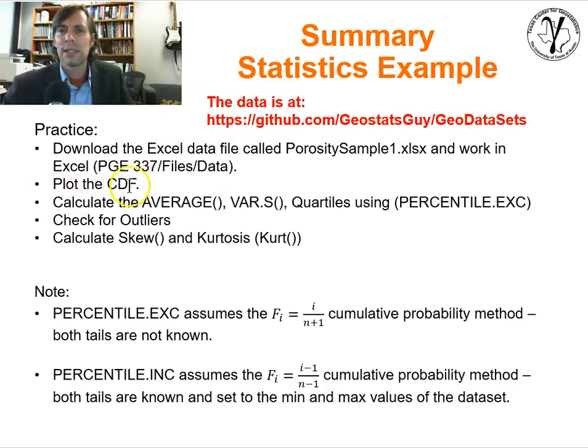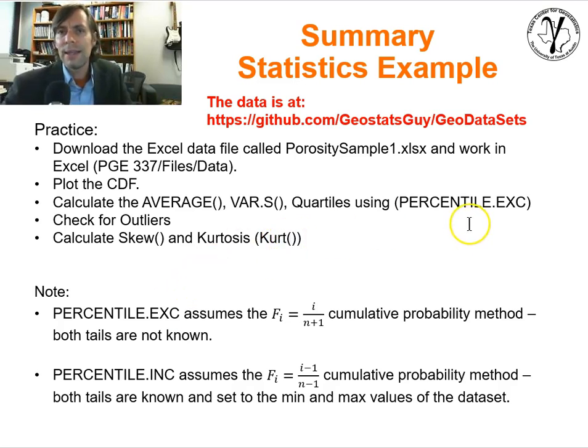First of all, plot the CDF. We talked about that a couple lectures ago. It's good practice. There'll be some sorting. You have to calculate, with some type of tail assumption, the cumulative probability for each of the data values, and plot them against each other. Then you can calculate the average, the variance, sample variance, and quartiles using the percentile.exc command. I've given you the Excel commands right here. Then go ahead and check for outliers, and calculate the skew, the command is skew, and the kurtosis, the command is kurt, with the range of the data in parentheses.